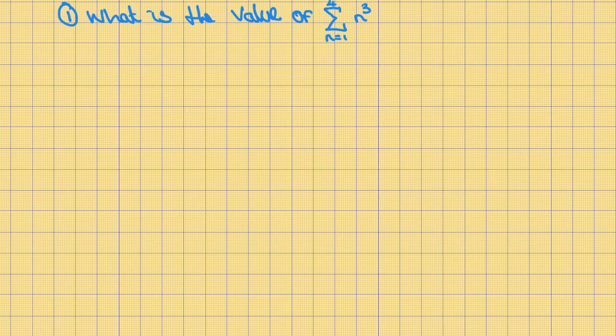Question 1. What is the value of sigma n cubed from n equals 1 to n equals 4? Well, that means 1 cubed plus 2 cubed plus 3 cubed plus 4 cubed, which equals 1 plus 8 plus 27 plus 64, which equals 100.